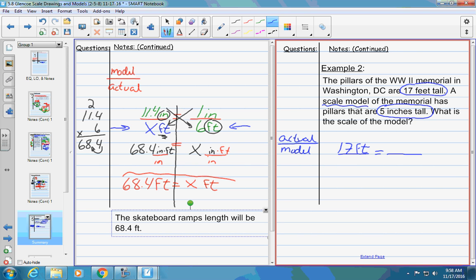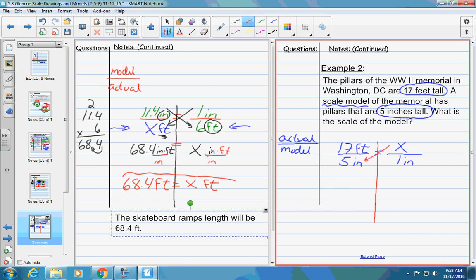And the model is 5 inches tall for that same pillar. Well, when we have a scale, normally one of the numbers is a 1. So let's actually assume about 1 inch is what we're going to have there. And we do not actually know how large this scale is converting that 1 inch into. So now we're going to use our cross products here.